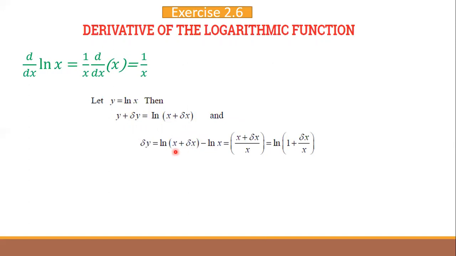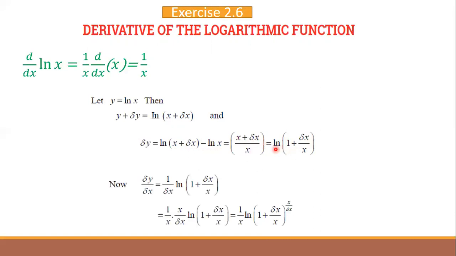As we know, log of a minus log of b can be written as natural log of a over b. Dividing x by x gives 1, and del x by x, and this log applies. Now the third step is to divide this expression by del x. So del y by del x is equal to 1 by del x into natural log of 1 plus del x by x.